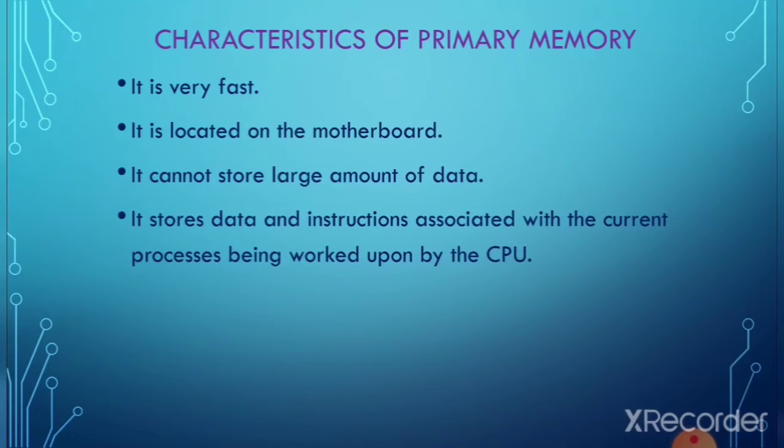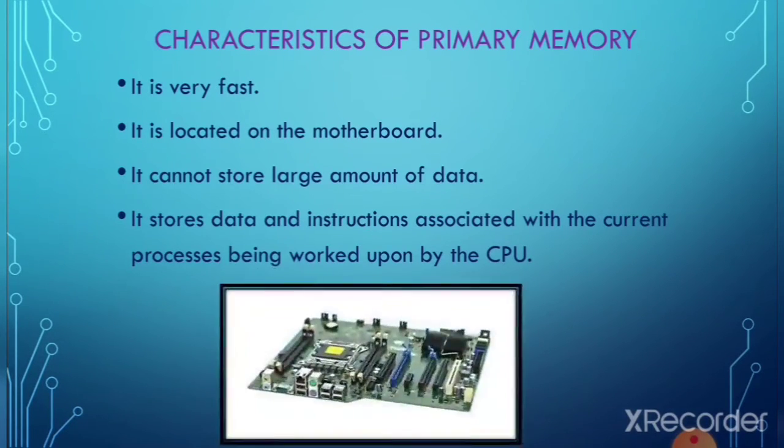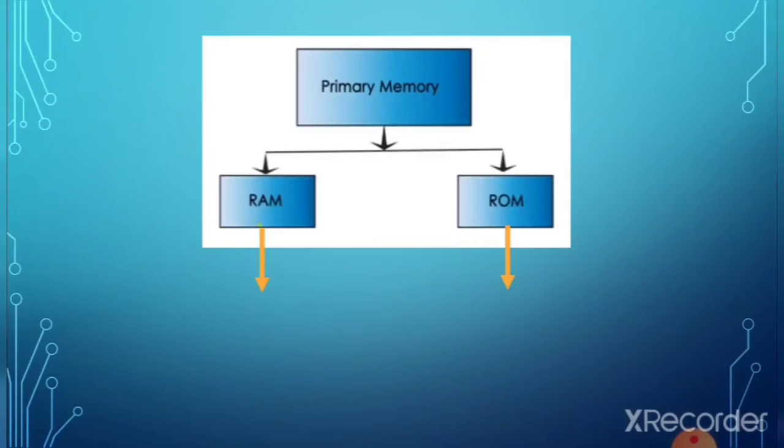Before starting RAM and ROM, let's see the characteristics of primary memory. Primary memory is very fast, it works very fast. It is located on the motherboard. It can store large amount of data. All the data and instructions associated with the current process are being worked upon by the CPU. This is a picture of primary memory.